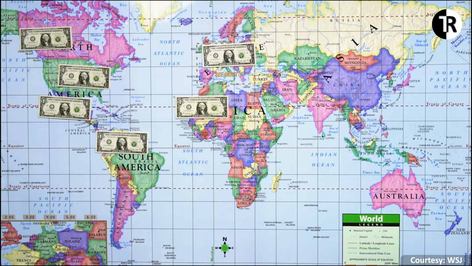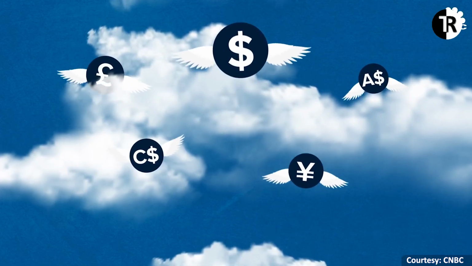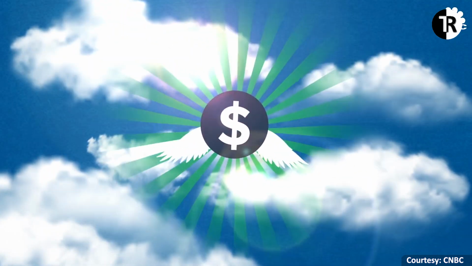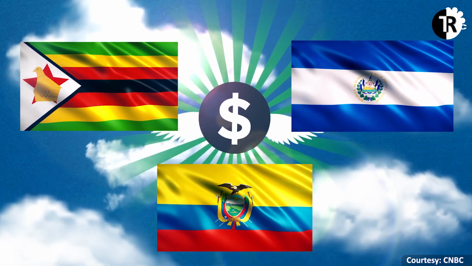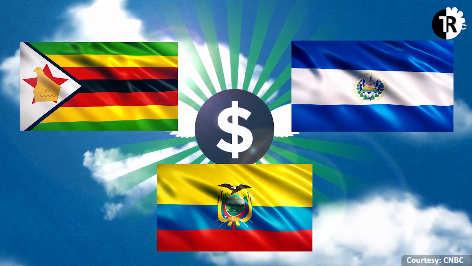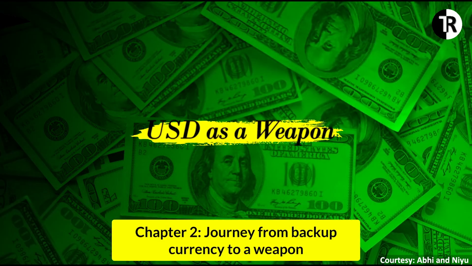They created an atomic hierarchy in the world, where gold is on the top, followed by the US dollar and other currencies. This all led to the dollar becoming stronger than every other currency, and countries like Zimbabwe, Ecuador, and El Salvador also use the US dollar because they have more trust in the dollar than their own currency. But how has this backup currency emerged as a weapon?